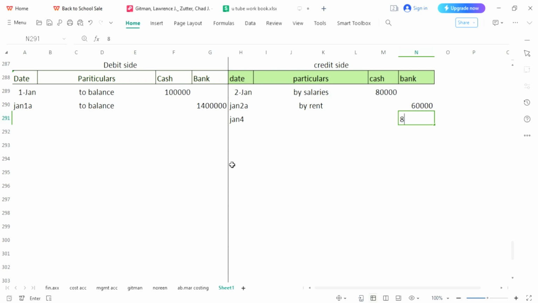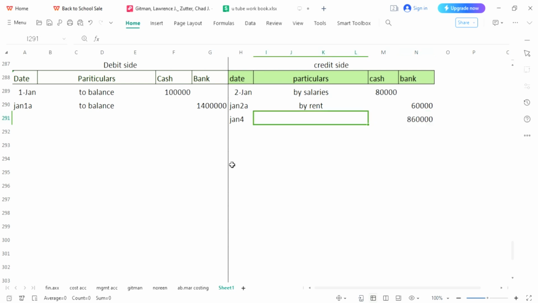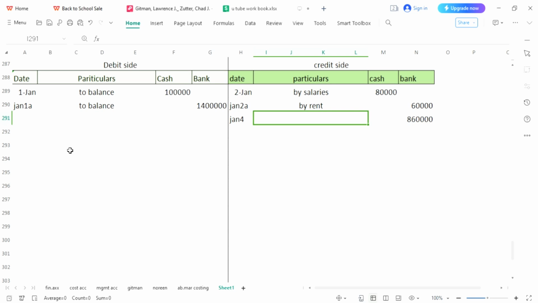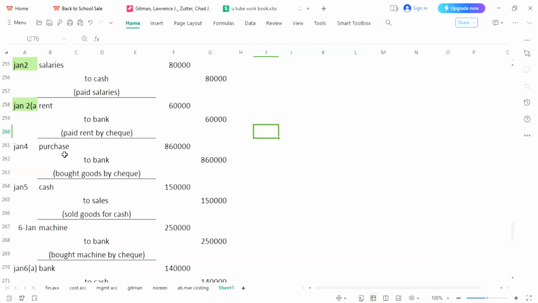Just write down 8,60,000. We will now see the reference, and as you can see, purchase is written on the opposite side. So write down purchase over here. In this way, this entry has been completed and we will mark it as it has been done.